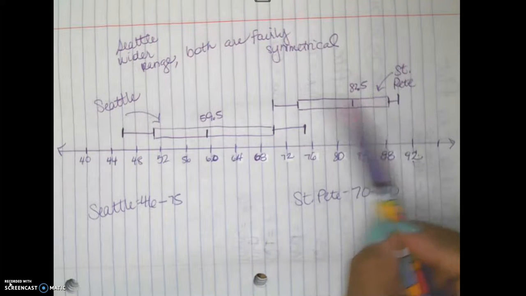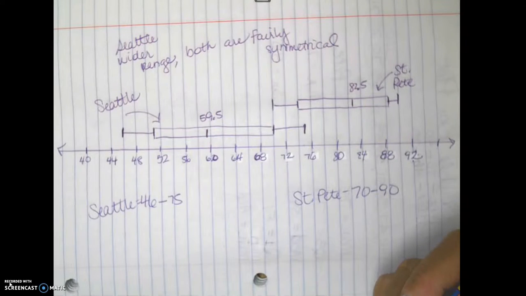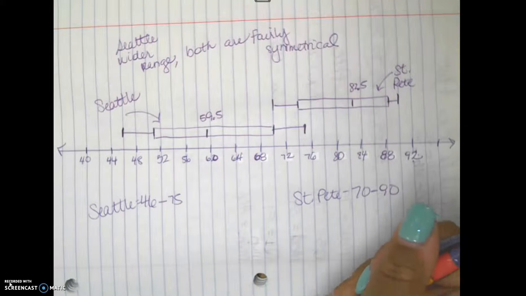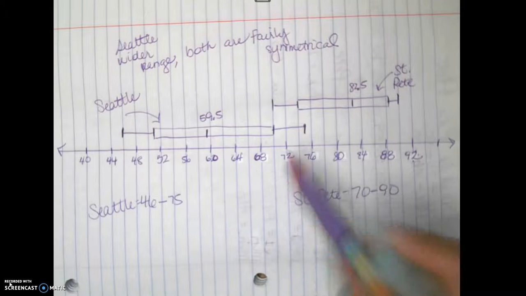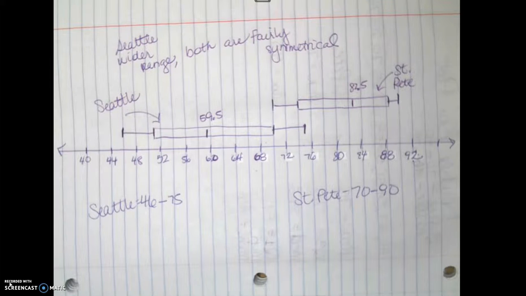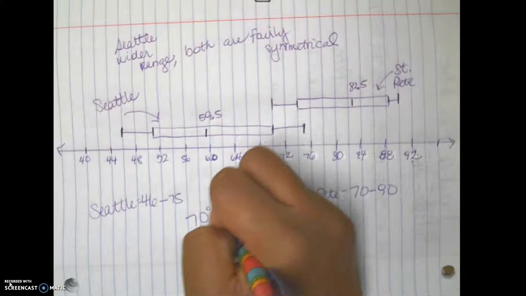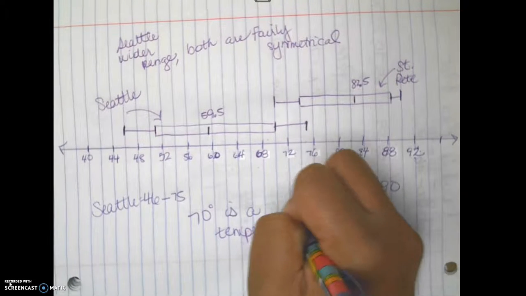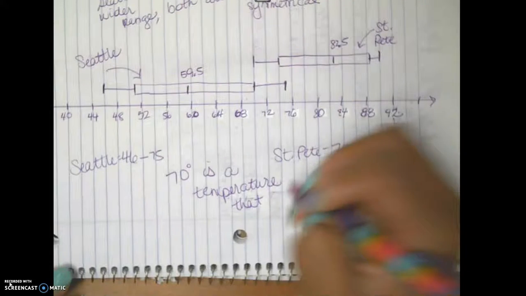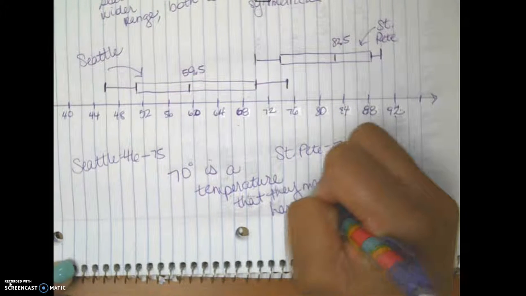So another comparison statement, we could say the median in St. Petersburg is way warmer than Seattle's, which is at almost 60, and this is at almost 83. So those are comparison statements that you can use. And this is what the double box plot looks like. Where do they overlap? Starting at what? 70. 70 degrees is a temperature. That's something that they have in common.